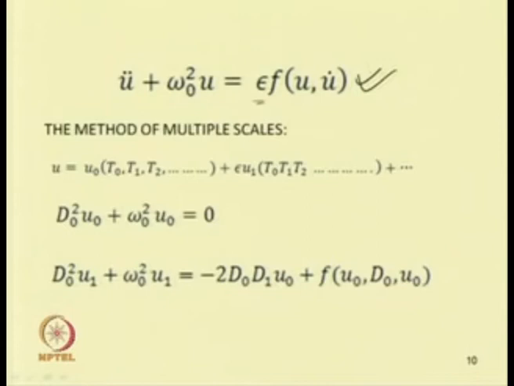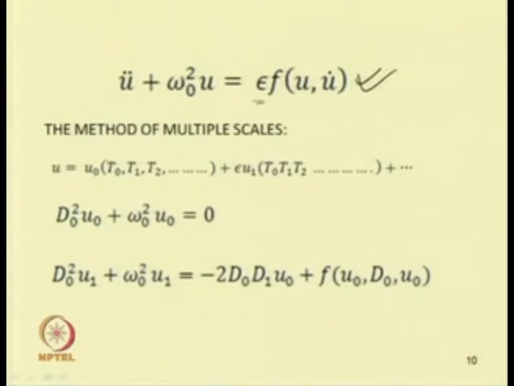So, writing this equation in this form, one can use different types of solutions. For example, one can use the method of multiple scales, method of harmonic balance, method of averaging, Lindstedt-Poincare technique, and many other approximate methods that we have studied in module 2 to find the response of the system.